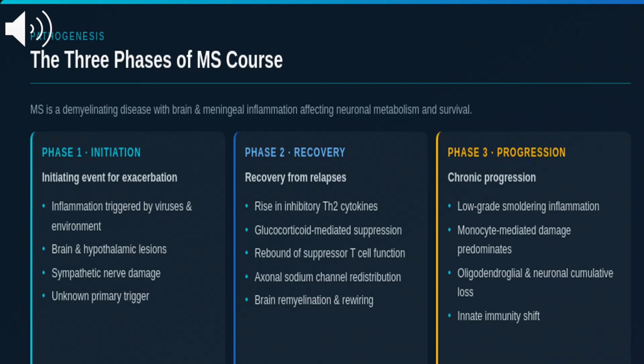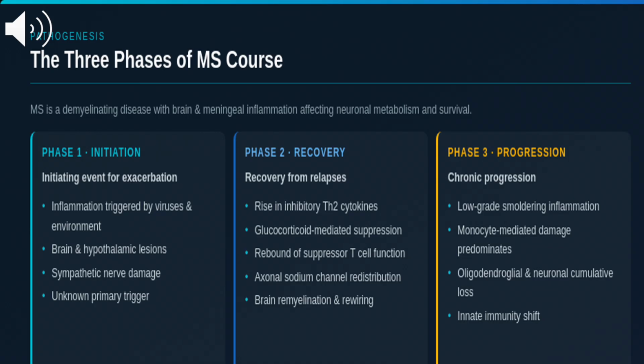Phase 1 is the initiating event. The trigger for the very first exacerbation is unknown. This is where the mystery begins. What we know is that inflammation is triggered by some combination of viral exposure and environmental factors, that brain and hypothalamic lesions form, and that sympathetic nerve damage occurs alongside the CNS inflammation. The initiating event sets off a cascade that, once started, tends to perpetuate itself.